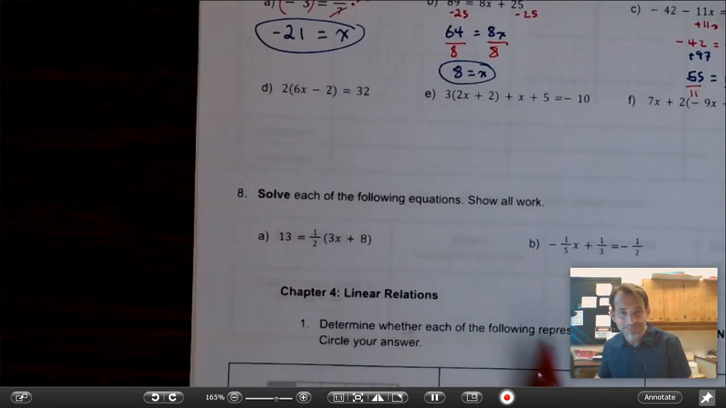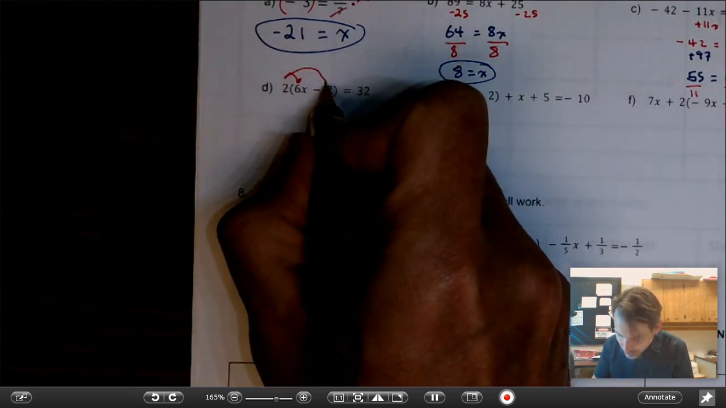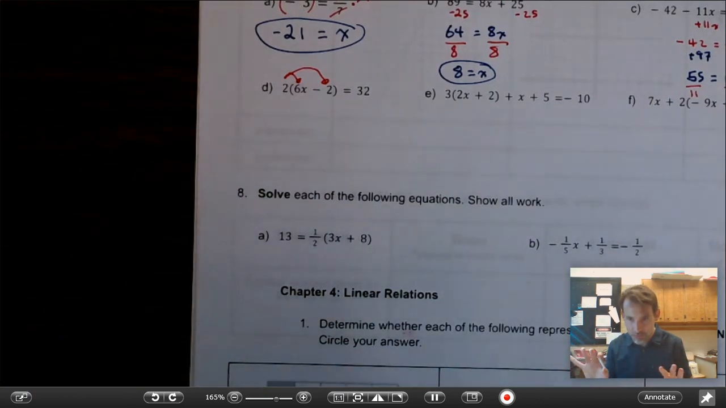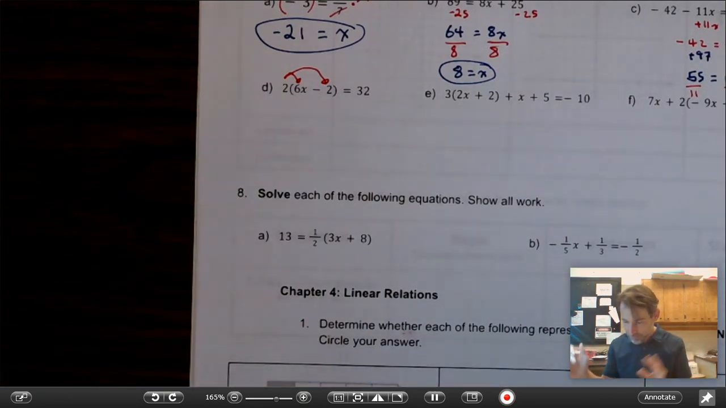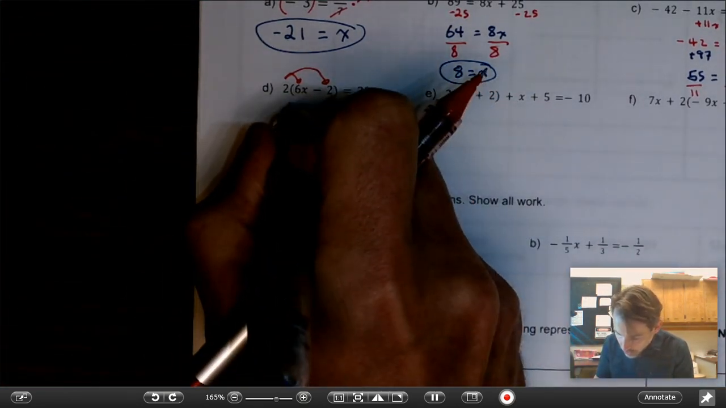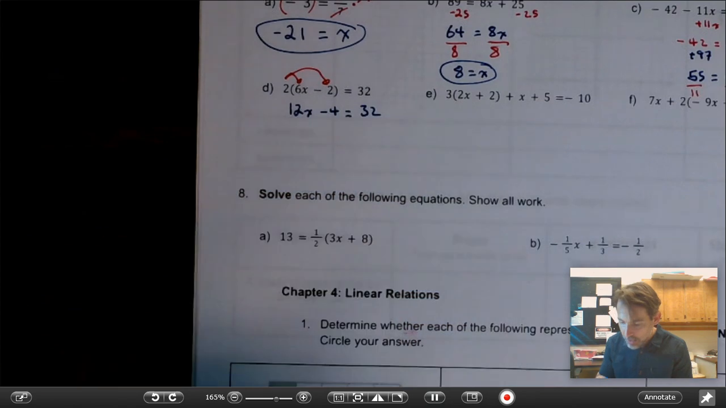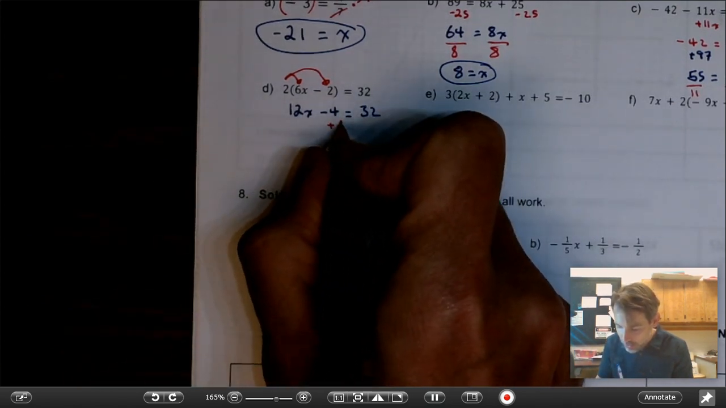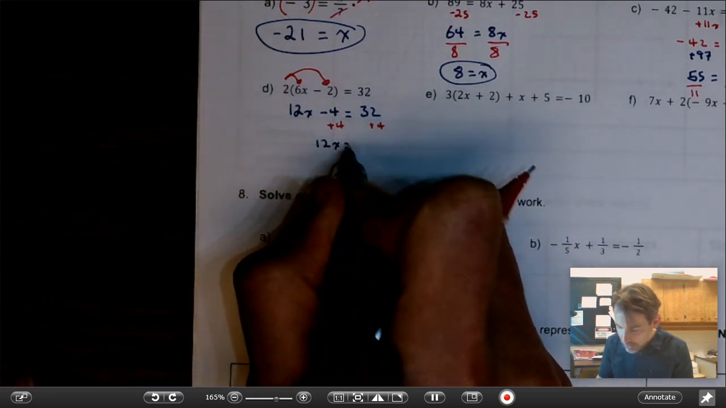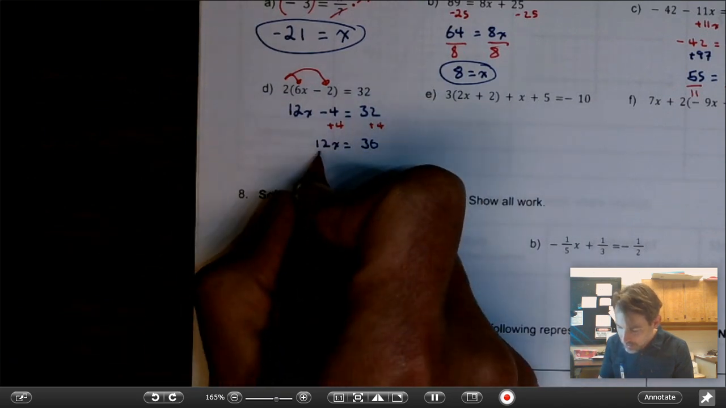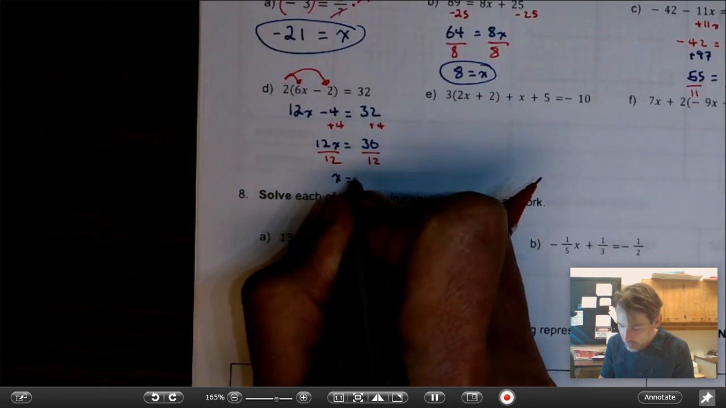Okay, let's keep going. Oh, we've got distribution to do here. What a delight. Okay, multiply that in, multiply that in. We're going to simplify things as much as possible first, then push all of our x's to one side, push all our numbers to the other side, solve. So we will have here 12x minus 4 is equal to 32. Now we're subtracting 4 here, and that's annoying, so we'll add 4 to both sides. 12x equals 36. Cool. Let's divide both sides by 12. 36 divided by 12 is 3. X is equal to 3.